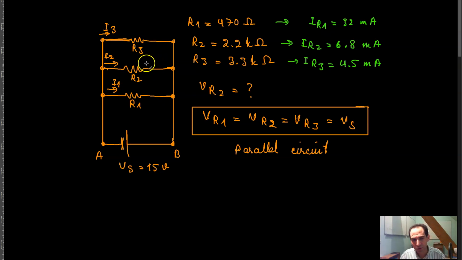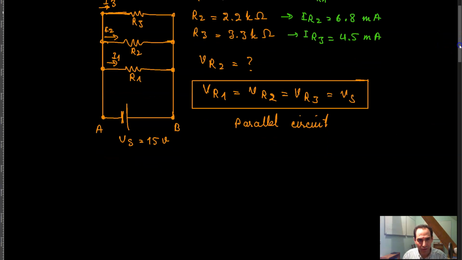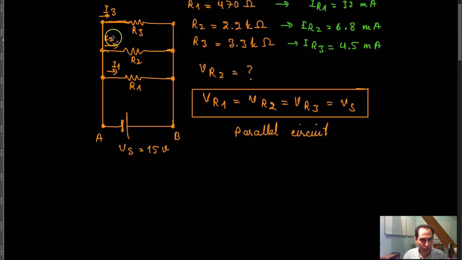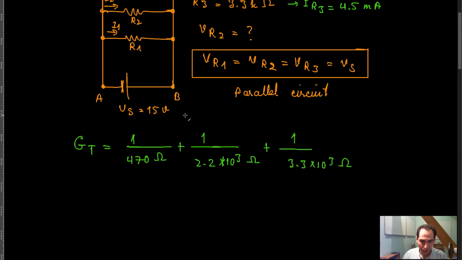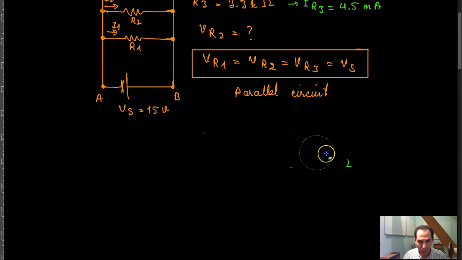Now I could have solved this problem in a different way, meaning that I could have calculated the equivalent resistance in this circuit and regarded it as only one resistor and one power supply. V of S is equal to 15 volts, and this would have been R of t, and some current I of t would be flowing over here, for example.